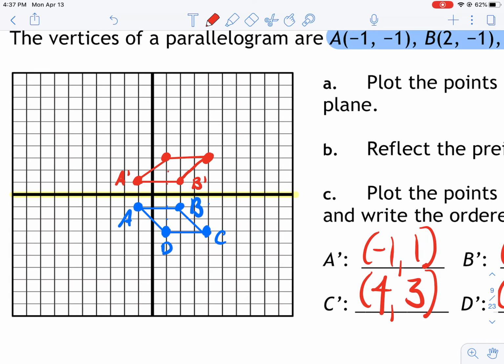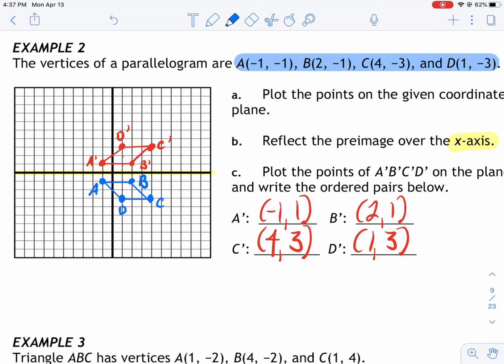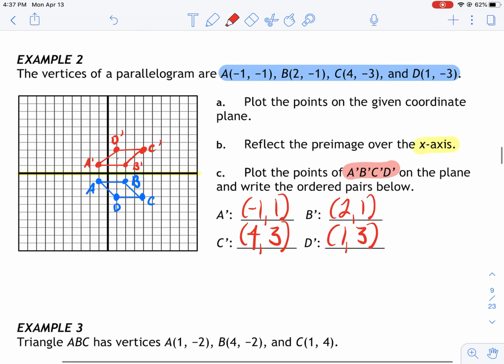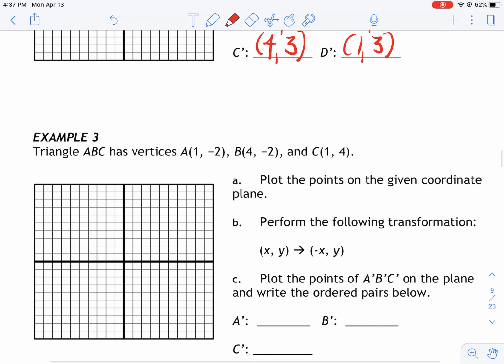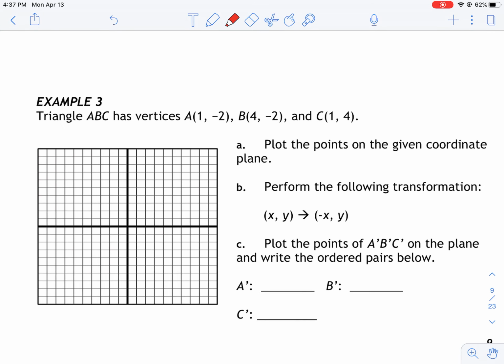Okay, so this is A prime, B prime, C prime, and D prime. And this is that parallelogram right there. So that's example 2. Now example 3 is a triangle. I'm going to have you guys do this one on your own.